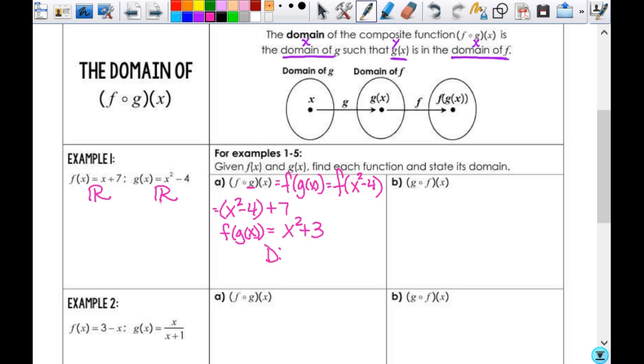Such that g of x, all of the outputs of this, all of the y values live in this domain. Well, the domain here is all real numbers. What's the range of this? -4 to infinity, right? Does that range live inside of all? It does. So my domain is the domain of g of x. It's not -4 to infinity. It's saying that this is my domain as long as all the outputs I get actually live in this domain, which they do. So my domain is just all real numbers.